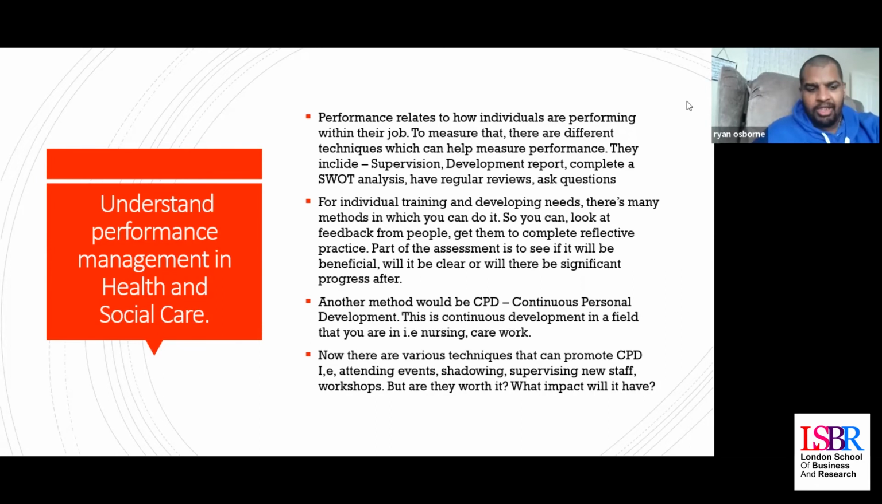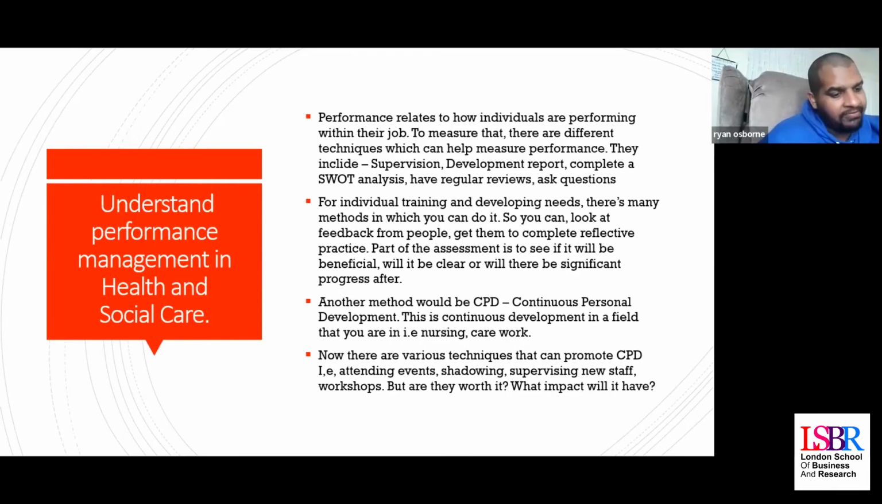So let's now look at understanding performance management in health and social care. Before we do that, we're just going to have a recap quickly, and then we'll get into this one.